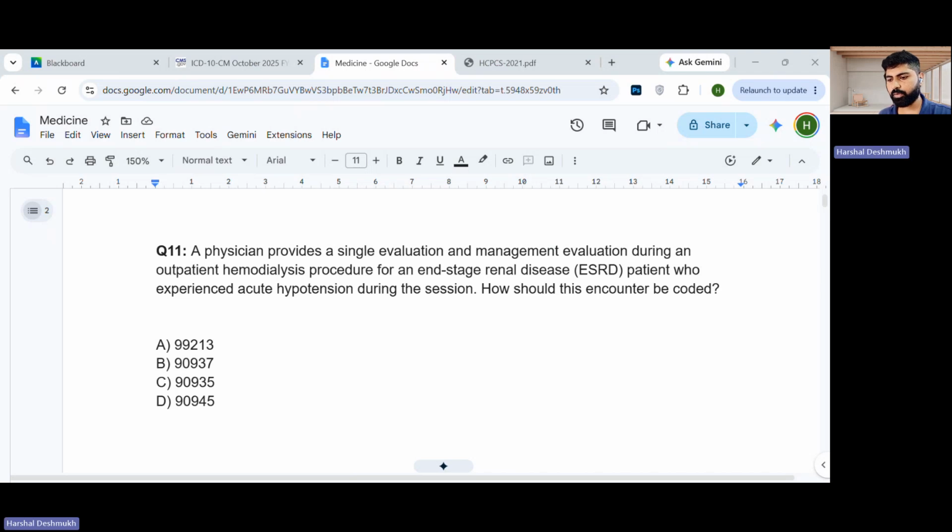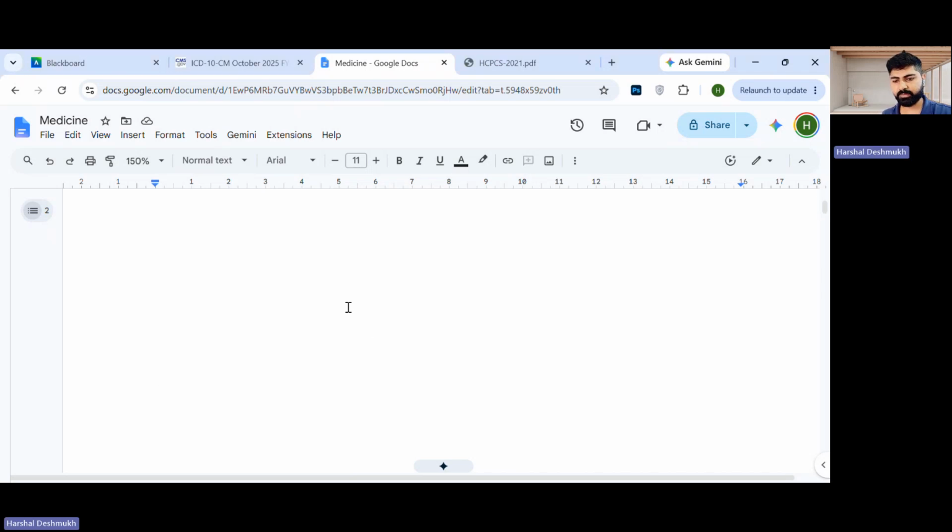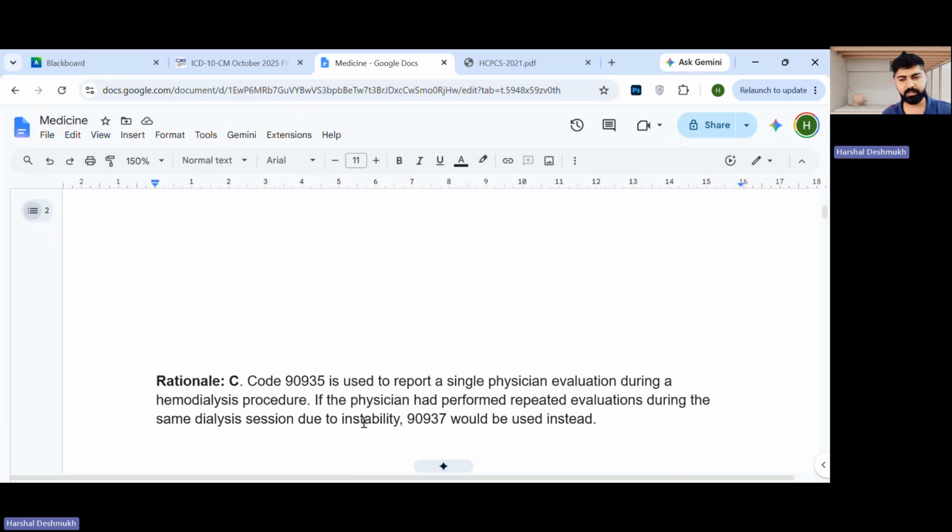All right. The answer to this question is obviously option C, that is number 5, as it is used to report a single physician evaluation during a hemodialysis procedure.